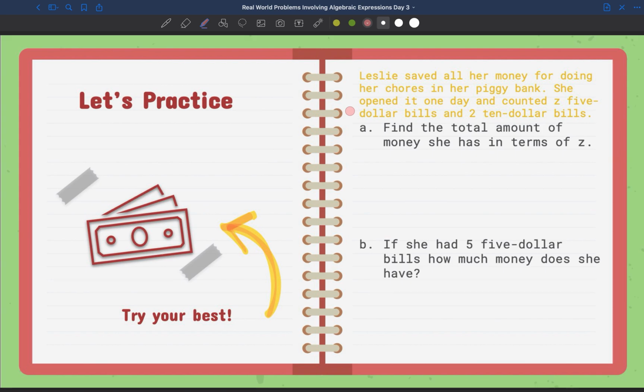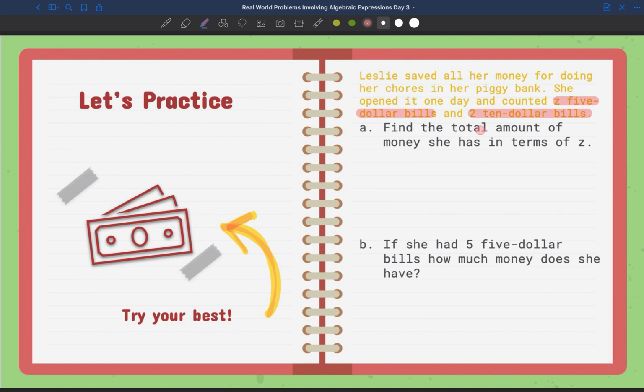Lastly, looking at our last practice problem, it says Leslie saved all of her money for doing her chores in her piggy bank. She opened it one day and counted z $5 bills and two $10 bills. So we need to highlight all of our key terms. So we know that she counted z $5 bills and two $10 bills.